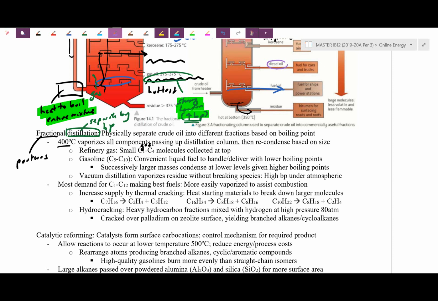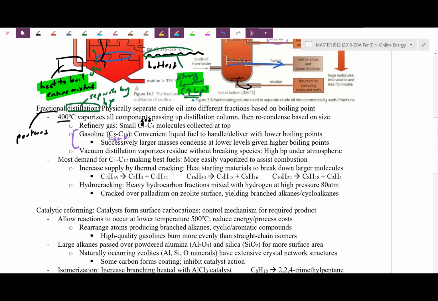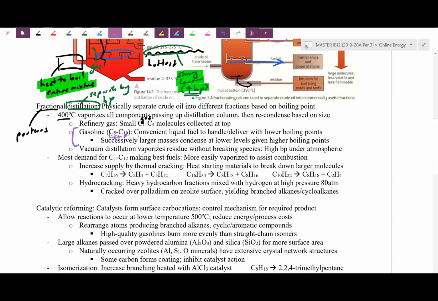The gasoline, the fuel for our car engines, these ones here are actually liquid. Those are the ones that are highly desirable. This is an important note here. It's very convenient: convenient for storage, convenient for transport, convenient in terms of safety. Simply, it's a liquid, so it's much easier to work with. The highest demand is for those I mentioned, C5 to C10, making the best fuels.